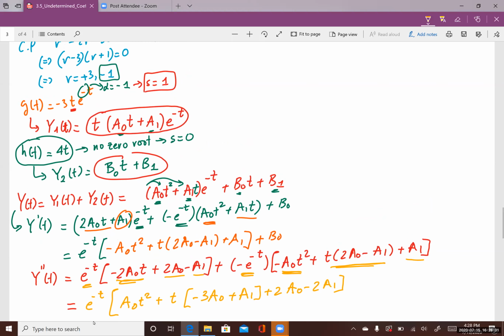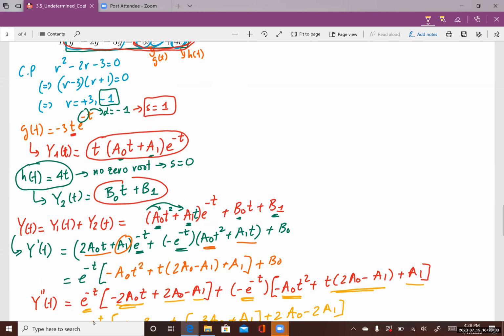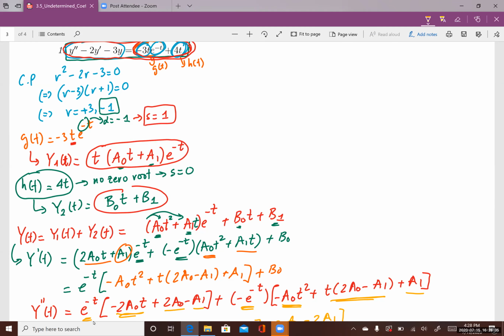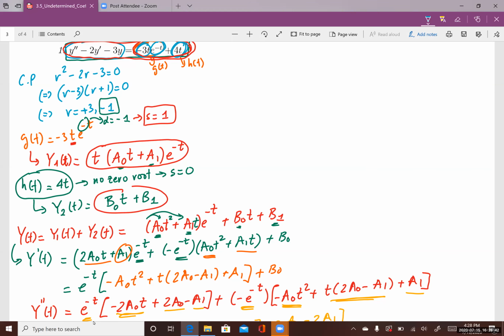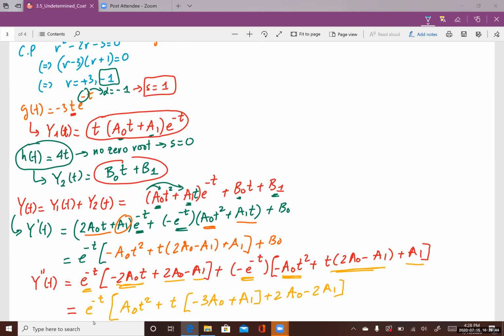Now, the next thing is to take y double prime minus 2y prime minus 3y, okay? So I would have, this is y prime. If I want 2y prime, it's going to be here, and it's going to be 2 multiplied by this whole thing.